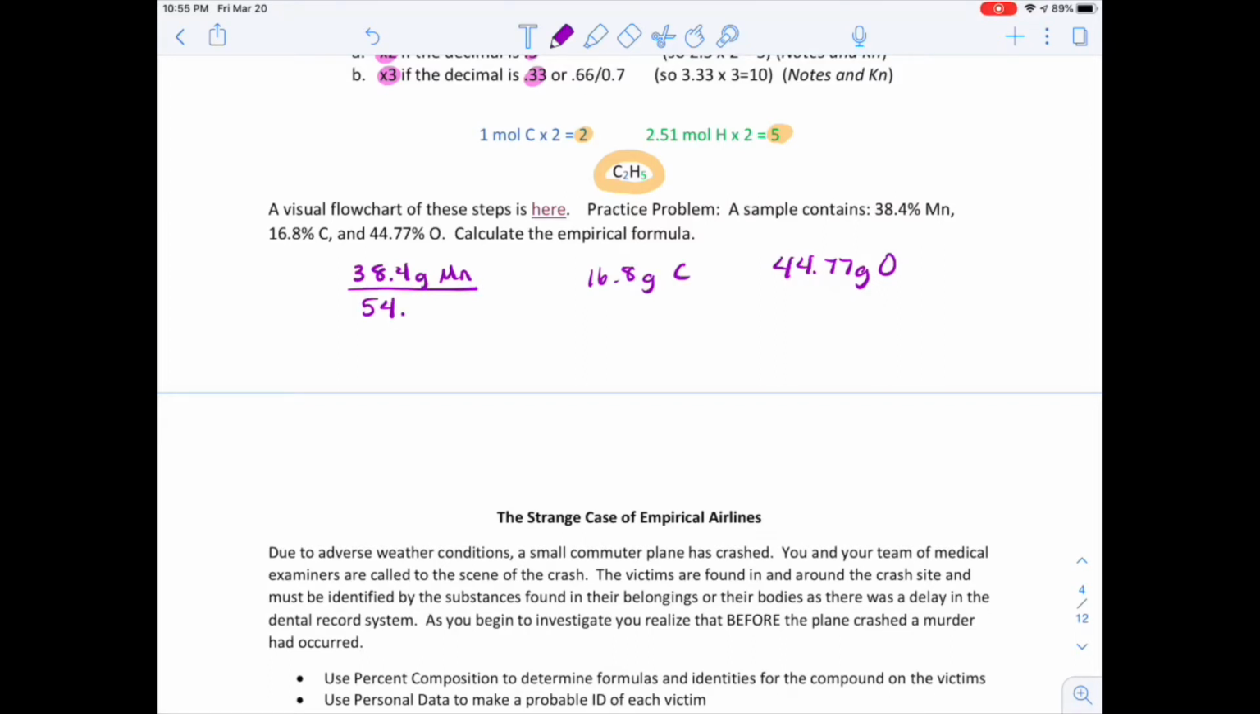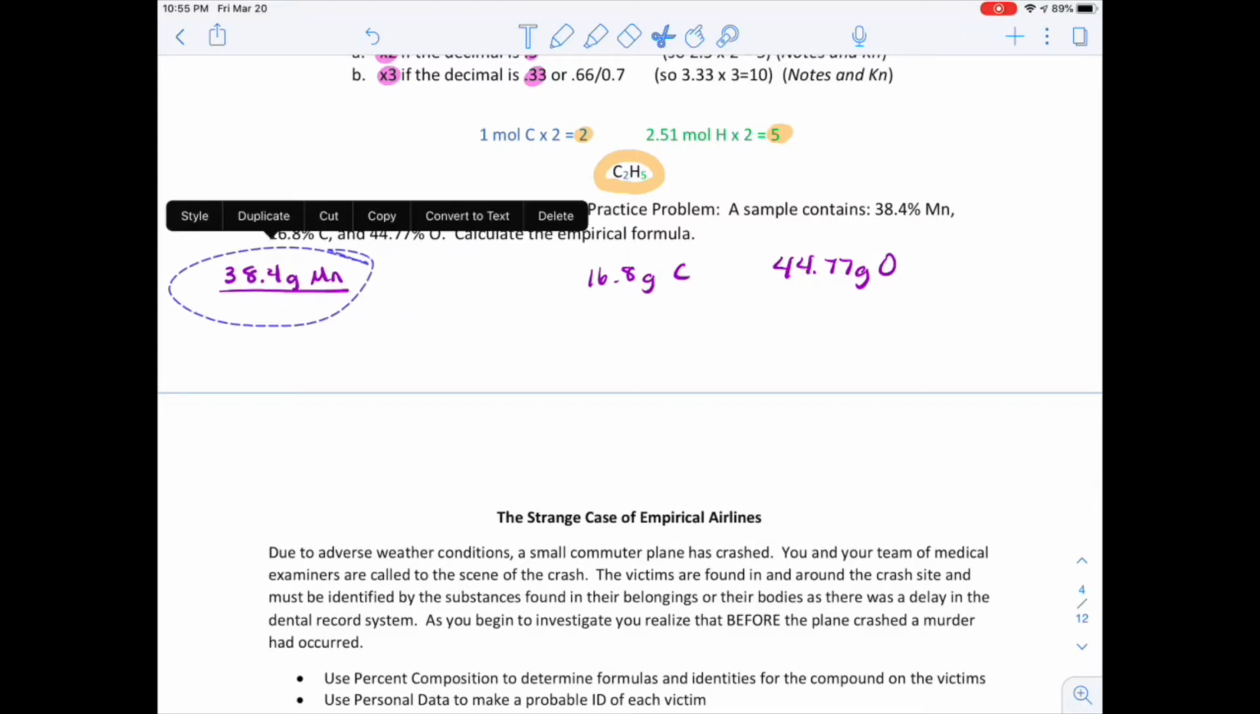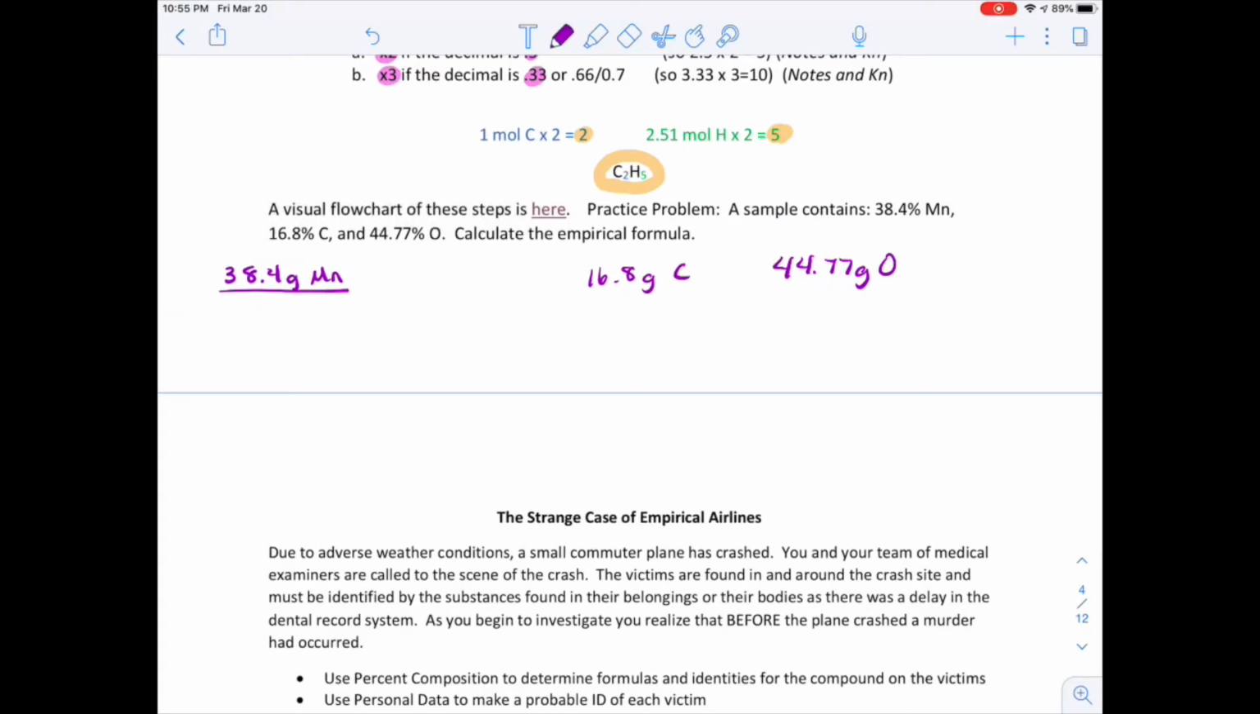Wait, let me do this in a different way so it's more clear. I'm going to grab these guys, I'm going to scooch them over. All right. So I'm going to go from grams of Mn to moles of Mn. And so here it is, 54.89394 grams in 1 mole. That's manganese.